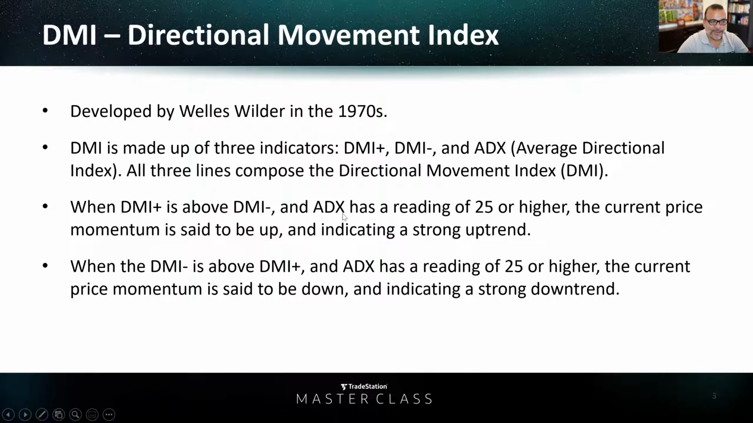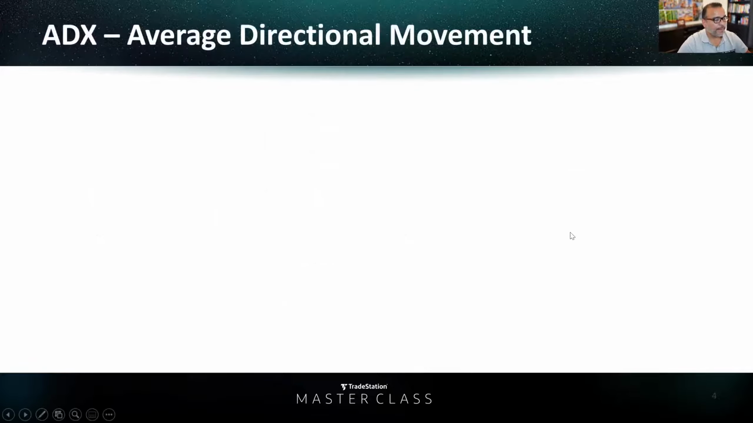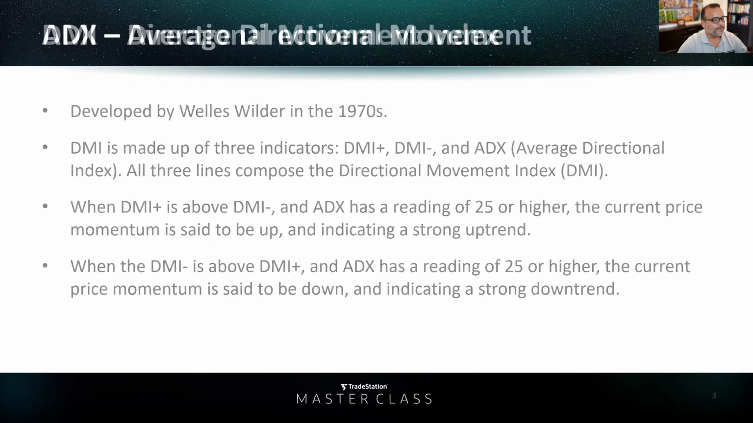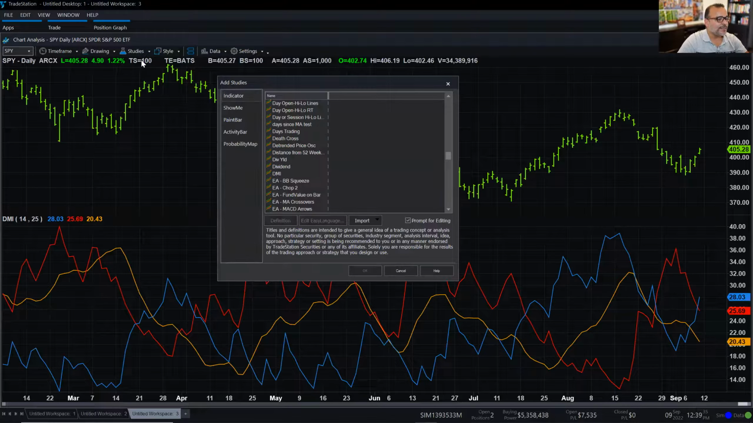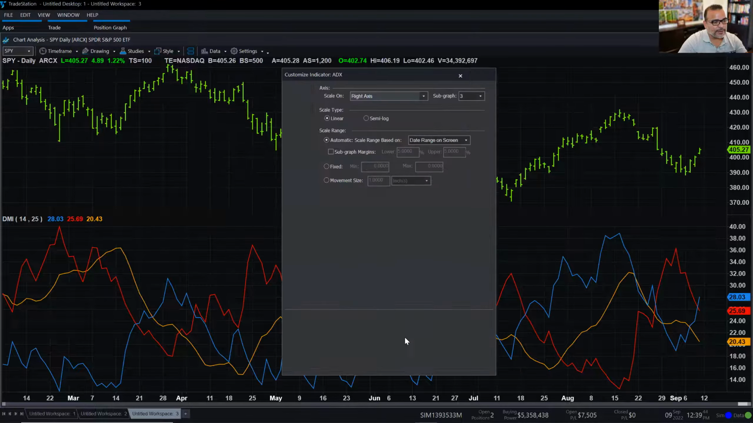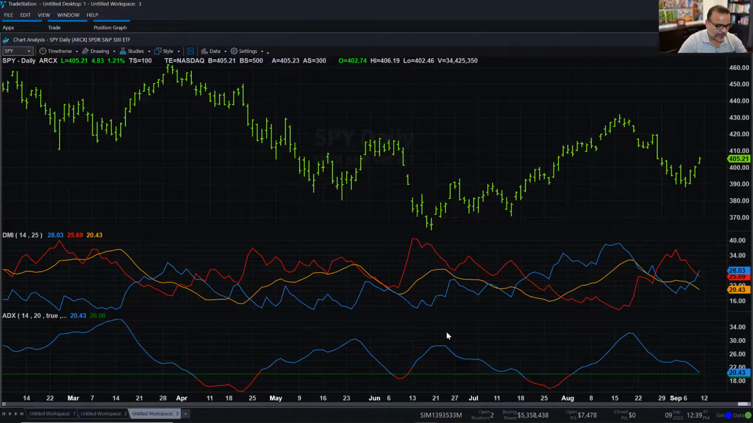The other two lines, the DMI minus and the DMI plus, the location, or whether one is above the other, is going to indicate whether the prices are uptrending or downtrending. Let's talk about ADX, which is the average directional movement. Now, this is another study, though. Let's go ahead and put it here on the chart. If I go over here to studies and add study, you're going to find that ADX is also available as a separate line. I'm going to put it right here on the chart so you can take a look at it.